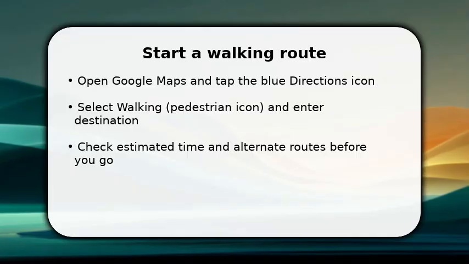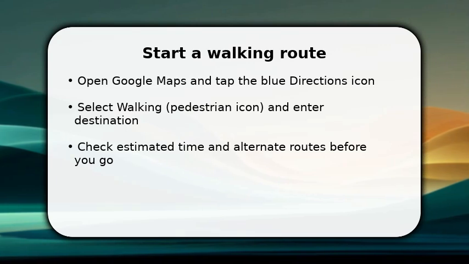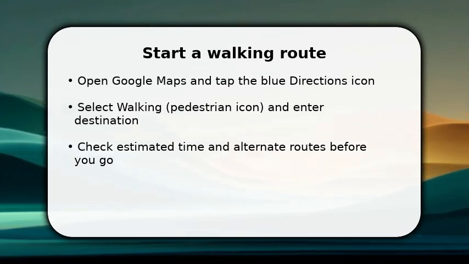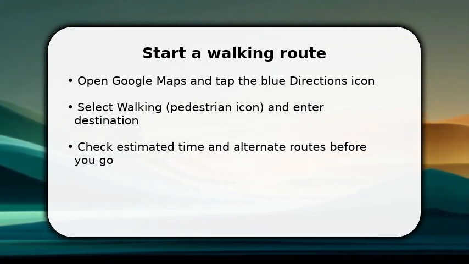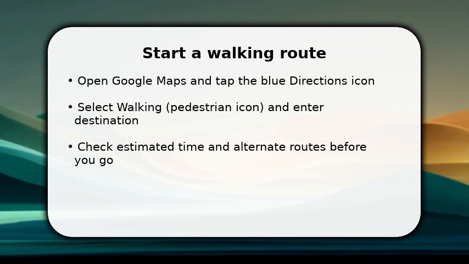Enjoy the video. You start by launching Google Maps and immediately choosing directions. Tap the walking icon so Maps calculates pedestrian paths rather than driving roads. This ensures sidewalks and footpaths are prioritized.